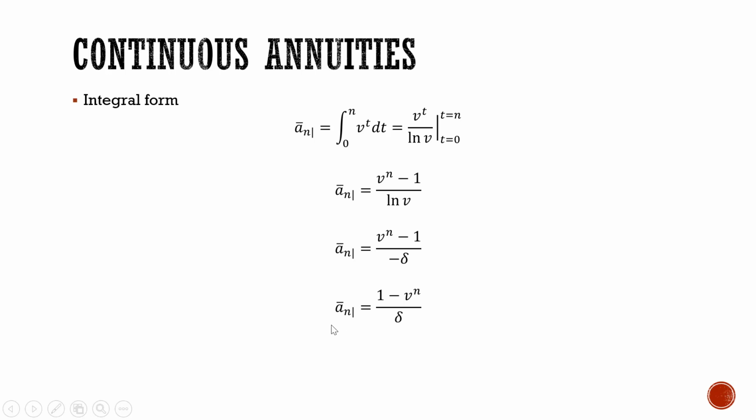So this is another way to prove the formula for continuous annuities that are paid over an n-year period. So that was about continuous annuity.